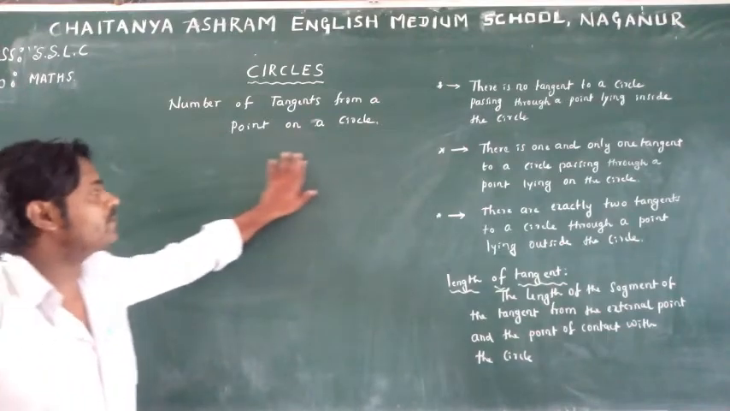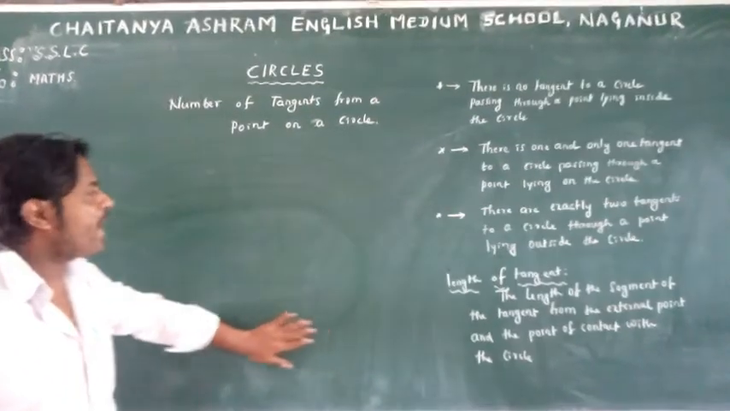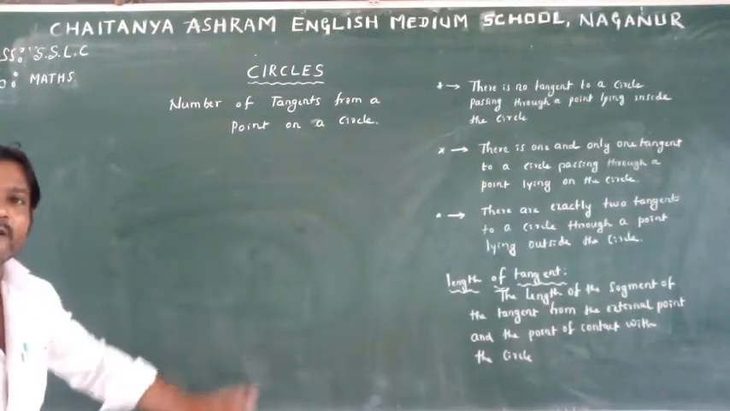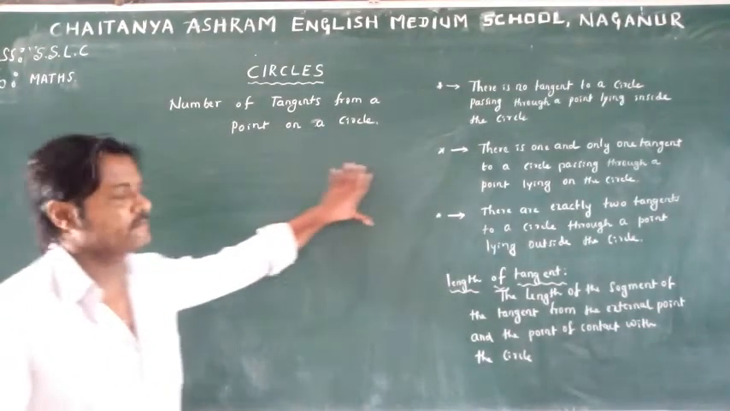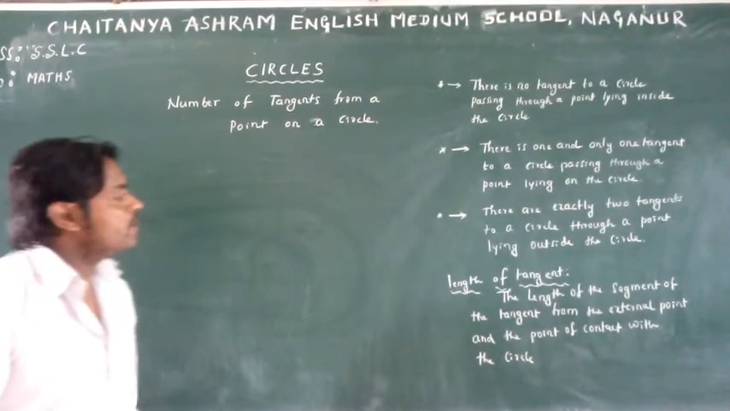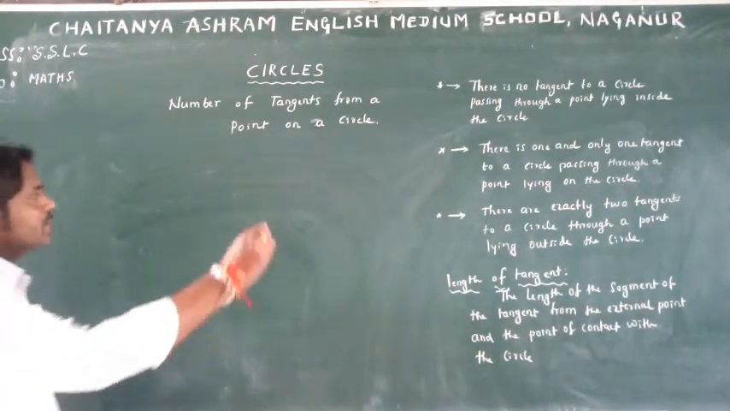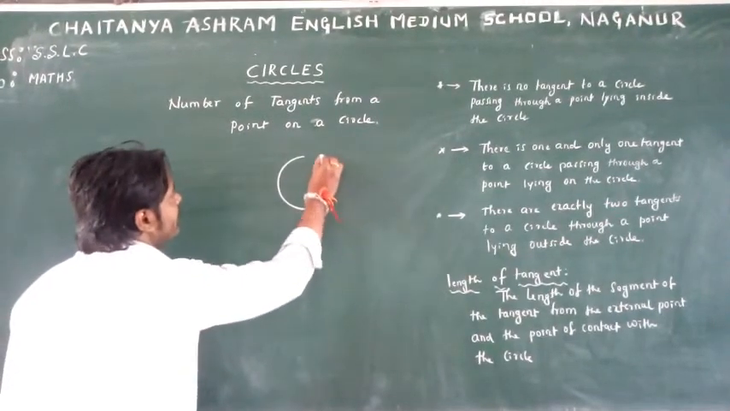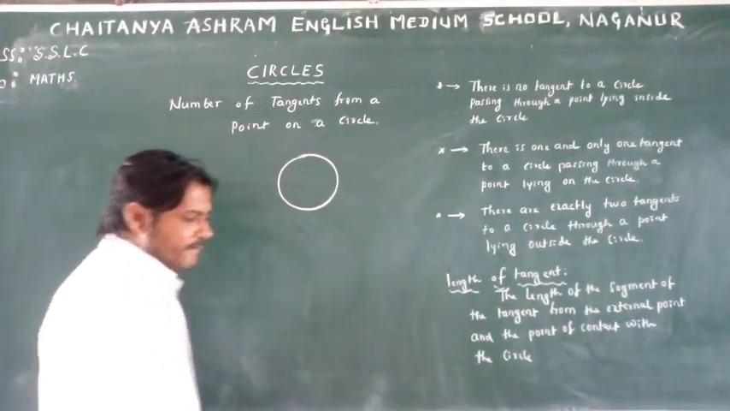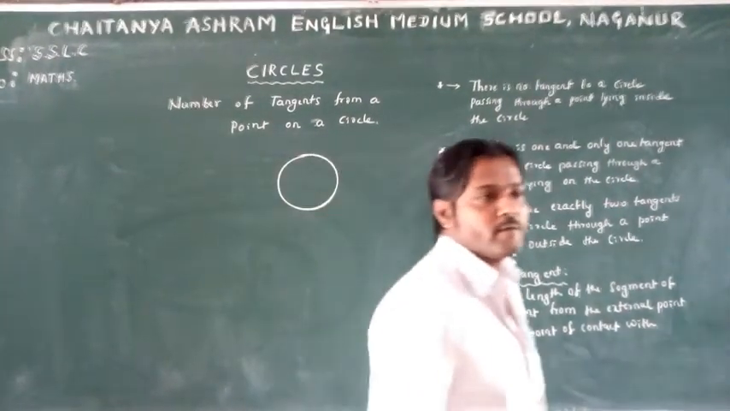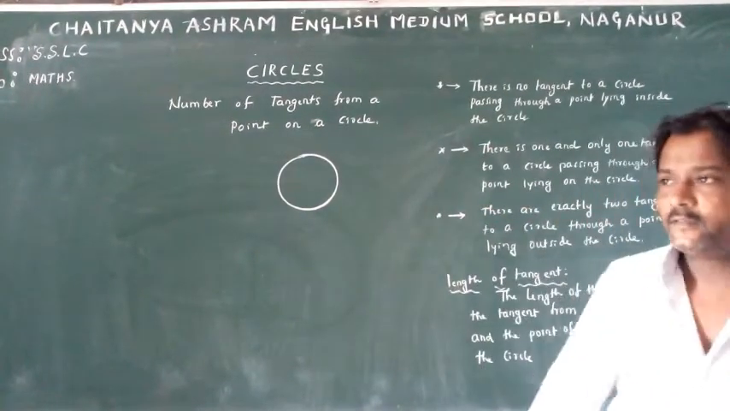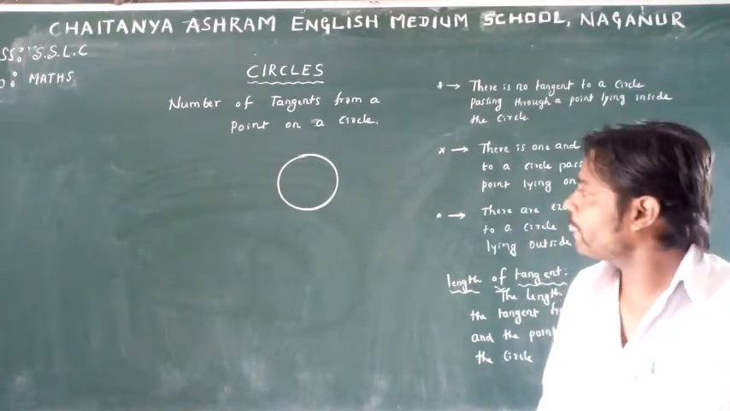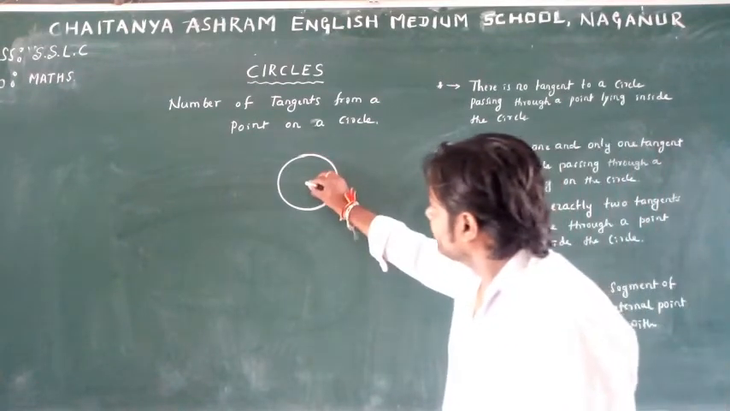According to Euclidean geometry, this flat surface is called a plane. So when a circle enters into the plane, this plane gets divided into three parts. This we learned in our previous standard.